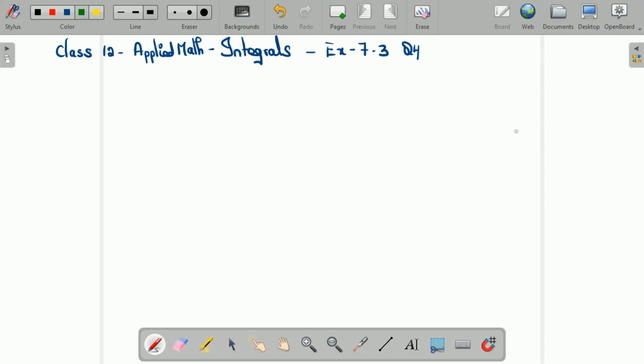In this video, we are going to find the solution for the fourth question in exercise 7.3. Let's take the first subdivision here, integral of e power 2x plus 3 dx. We know the general form for integration for e power x dx. The formula is e power x plus c, which means I need this 2x plus 3 looking like a variable.